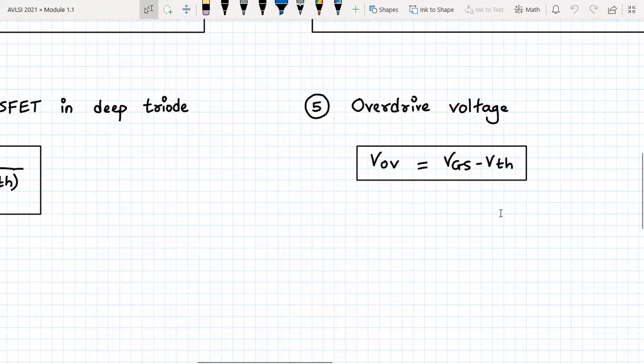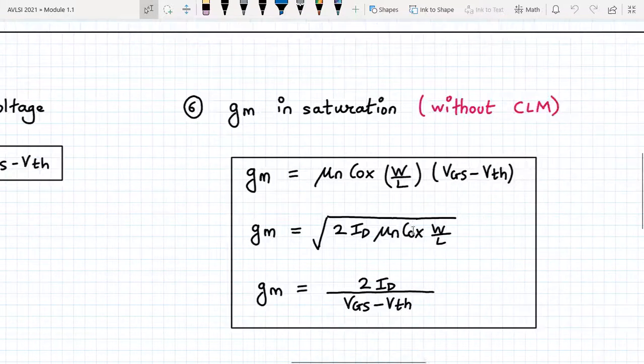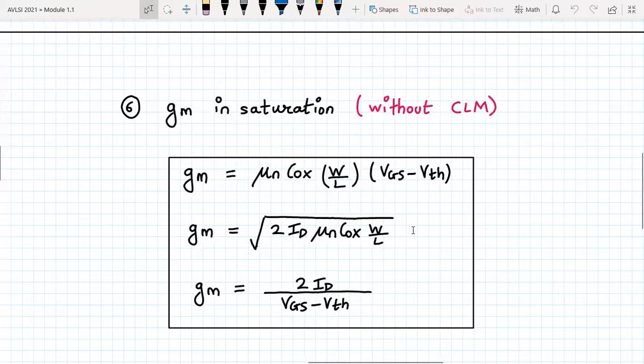Overdrive voltage is written as VOV is equal to VGS minus VTH. Now, we have also derived the GM expressions. In fact, 3 different expressions we have derived. So GM in saturation without channel length modulation will be given by, the first equation, GM is equal to mu n Cox W by L VGS minus VTH. The second equation is GM is equal to square root of twice ID mu n Cox W by L. And the third expression is GM is equal to twice ID divided by VGS minus VTH.